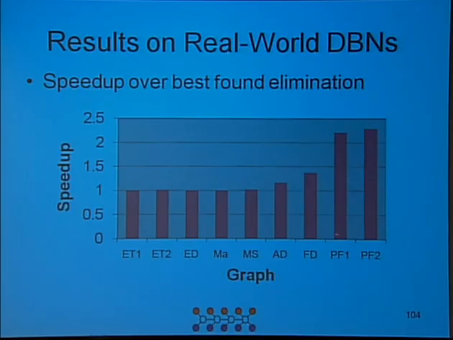You can see these 2 graphs were some pronunciation modeling graphs from Karen Livescu, and we get over twice as fast compared to the best possible elimination triangulation. And then a couple of other graphs get smaller but significant speed ups. This is an articulatory feature detection graph from Simon King, and this is, I forget what that one is.